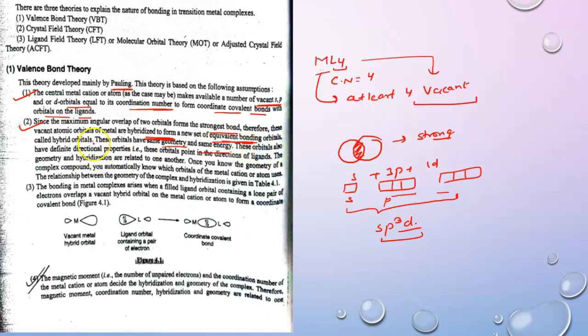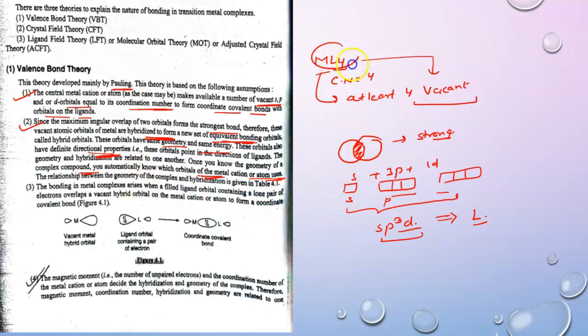And these orbitals also have definite directional properties, which means these orbitals will be pointing in the direction of your incoming ligands, correct? So once you know the geometry of the complex compound, you automatically know which orbitals of the metal cation or atom it is using. Okay? Alright, understanding what I'm saying?